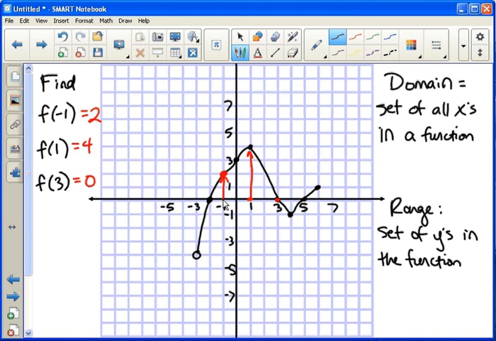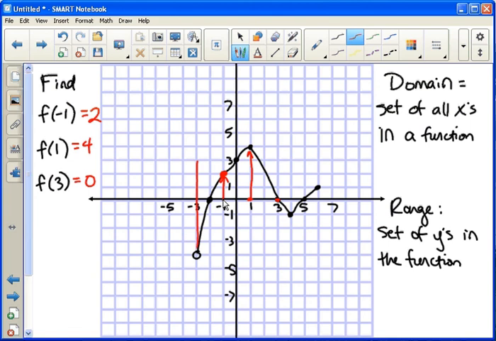So let's look at this one and see if we can determine the set of all the x's in the function. Now remember, x's is left and right. The x-axis is the horizontal one. So if you look, the smallest x value we see is right here at -3. So I'm going to start my domain at -3.